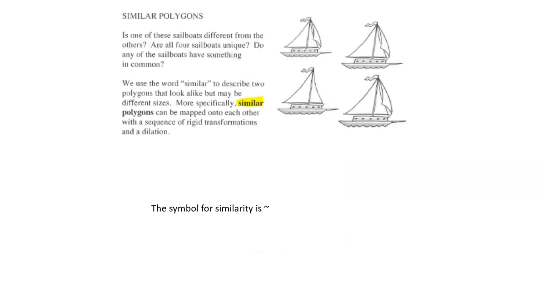So the big thing to remember is that similar polygons, any shape, can be mapped onto each other with a sequence of rigid transformations and a dilation. So that means it's going to get larger and smaller. And most importantly, our symbol for similarity is now just the squiggle sign. If we remember, this is our symbol for congruency, so all together, this is congruent. We're going to take away the equal sign, because equal is what that's saying, that they're equal to each other. So all we're doing is taking away the equal sign and just making it similar. So they have stuff in common with each other.